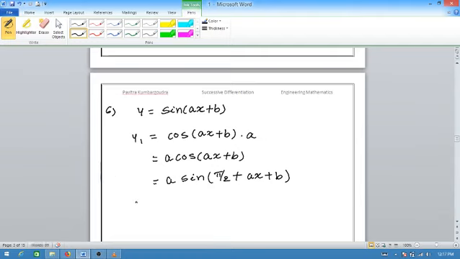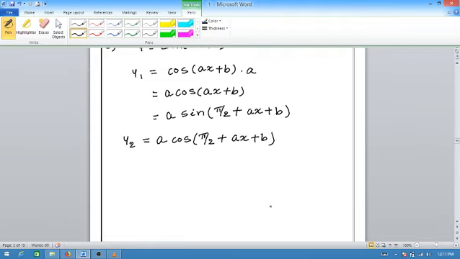So this is y1. Differentiating one more time, y2 is equal to, a is constant here, differentiation of sin, again it is a cos pi by 2 plus ax plus b. Similarly, I can write this as a into sin pi by 2 plus theta. So pi by 2 plus pi by 2 is 2 pi by 2. So 2 pi by 2 plus ax plus b, into a. So a into a is a square.